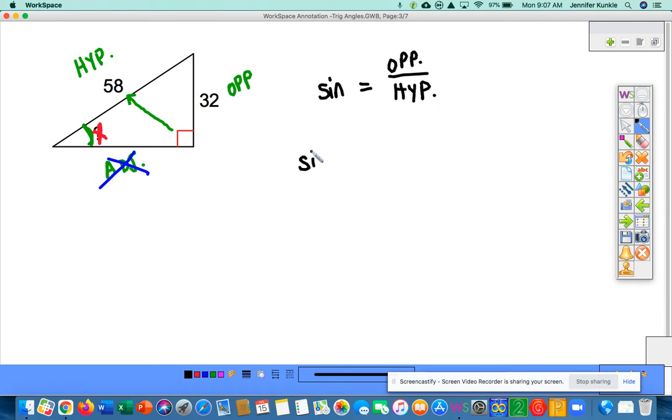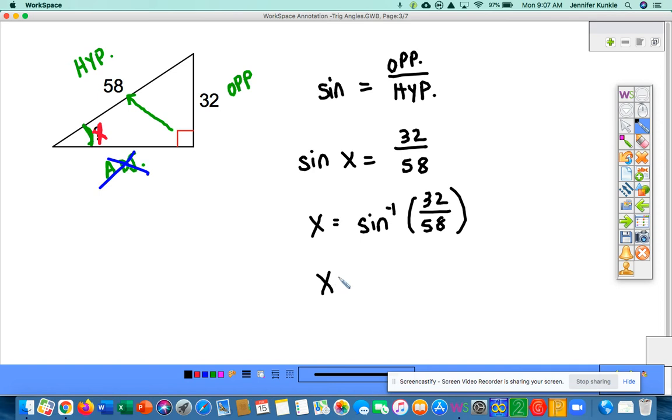All right, so sine of x, we don't know what that is yet. Opposite is 32, hypotenuse is 58. So we just need to find the inverse sine of 32 over 58. Now, as you get better at these, you may not have to write down this step.